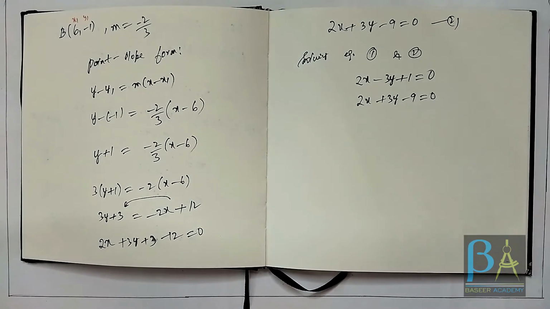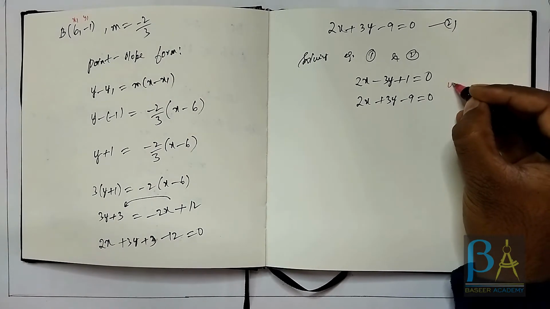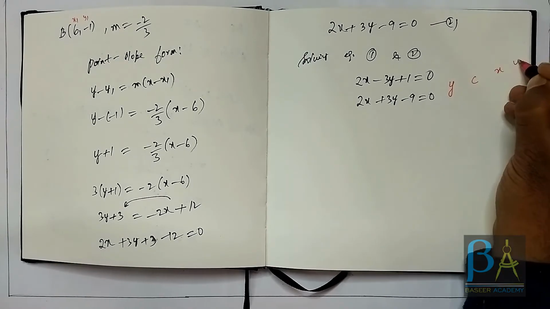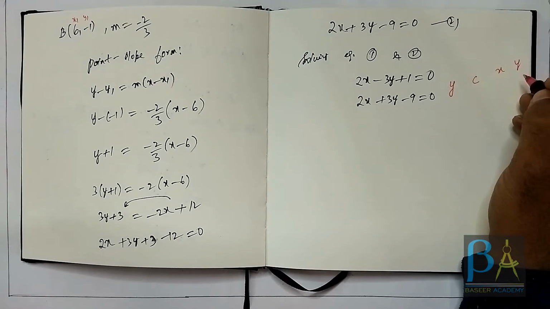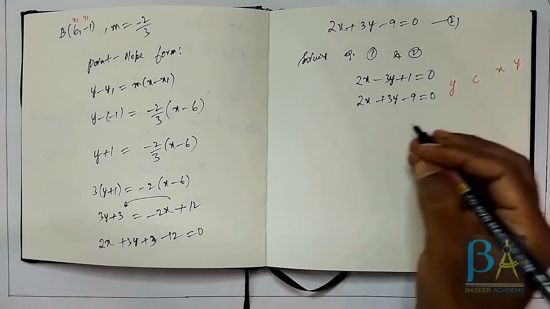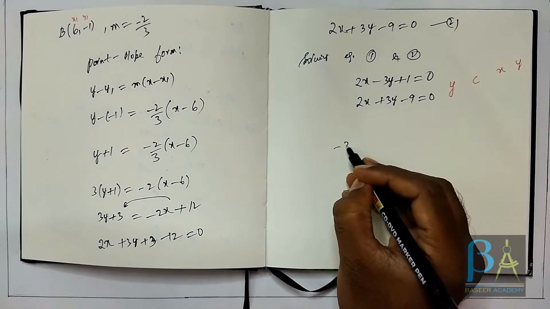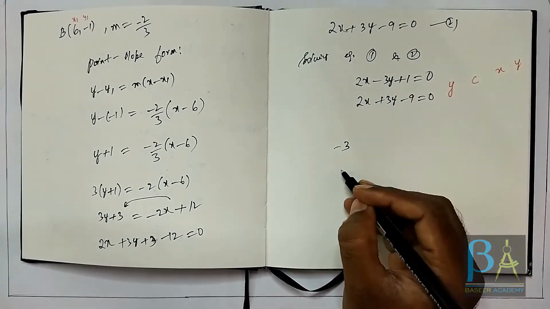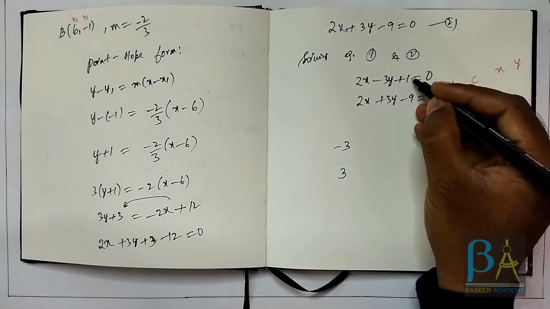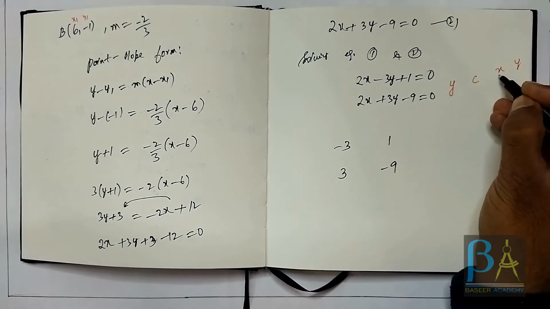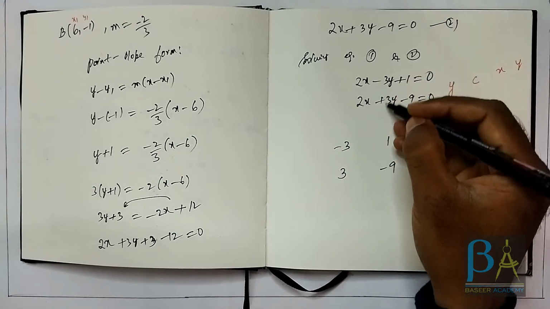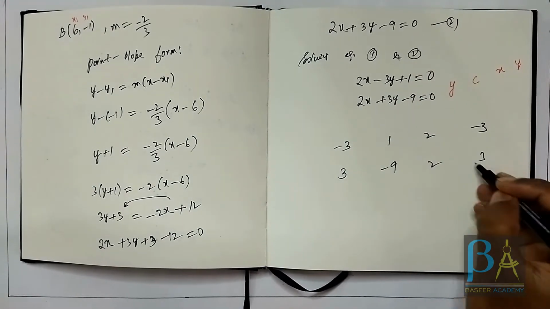What do you need to do for cross multiplication method? You need to write it in this pattern: y, c, x, y. Why do you see x, y? Which means you first need to write the coefficients of y. The coefficients of y are minus 3 in the first equation and plus 3 in the second equation. C means you have to write the constants. The constants are 1 and minus 9. X, coefficients of x, 2 and 2. Y, again the coefficients of y, minus 3 and 3.